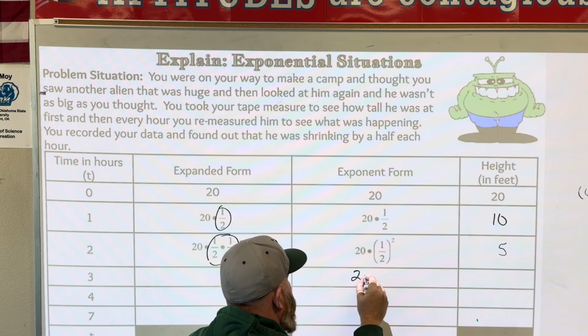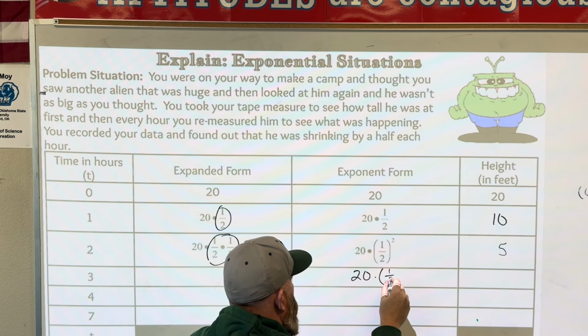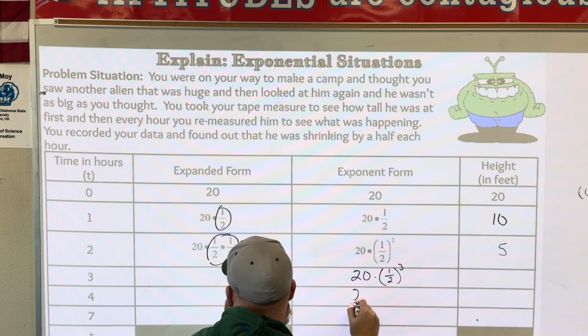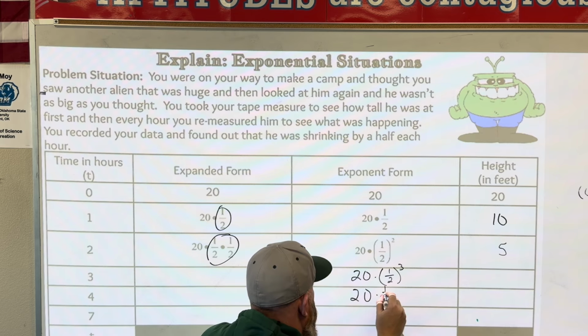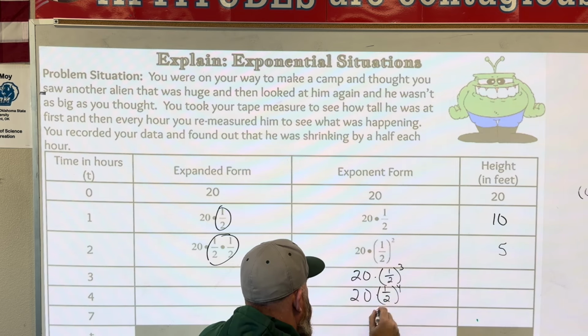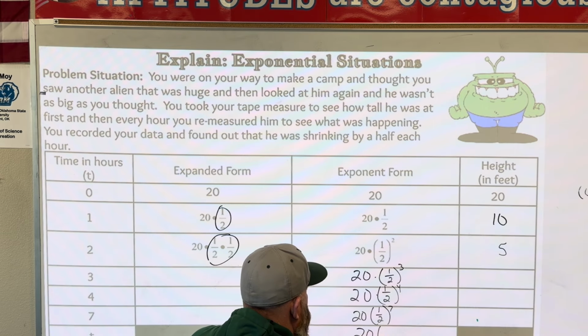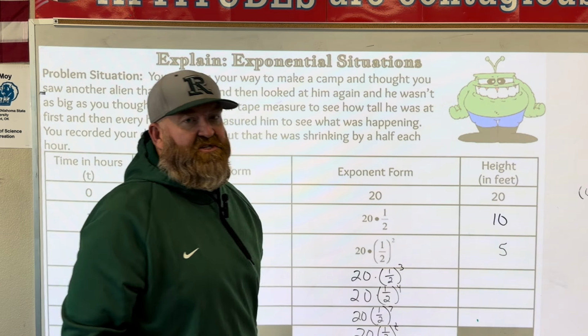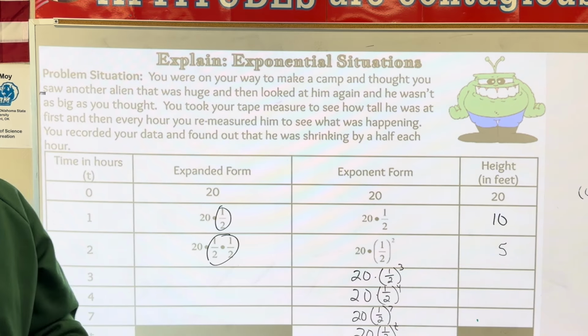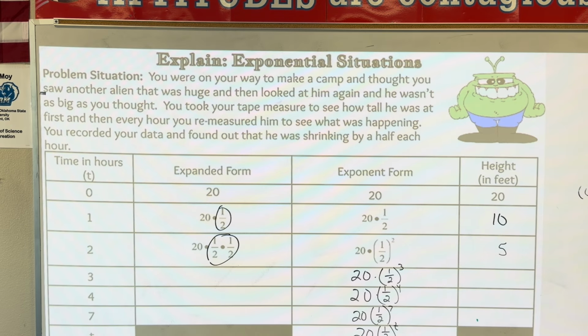20 times 1/2 to the what? To the third. 20 times 1/2 to the what? 1/2 to the fourth. Okay, 20 times 1/2 to the what? 7th power. Now, if it says t, that would be 20 times 1/2 to the t power, because we don't know how. That's just a guesstimate. You could put any number there, and it would give you a number. Does that make sense? Okay.